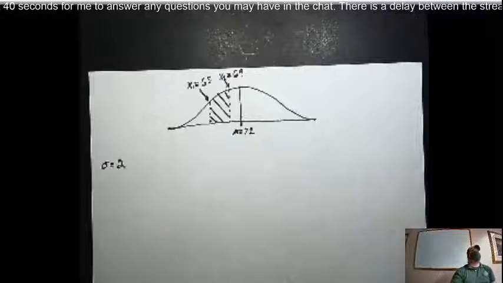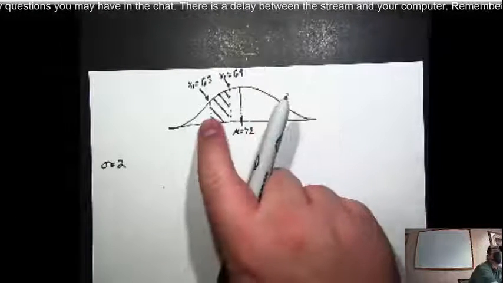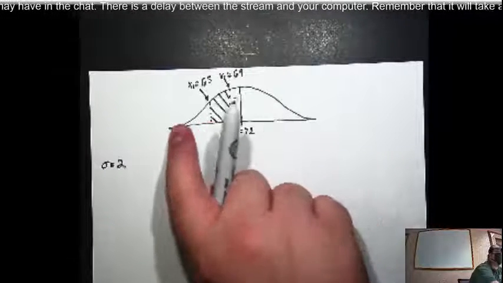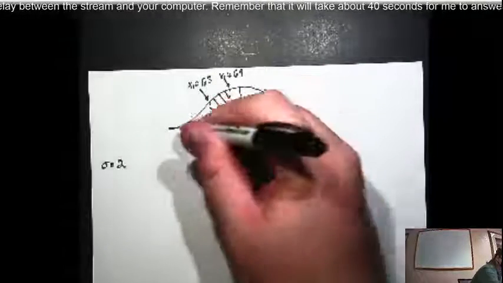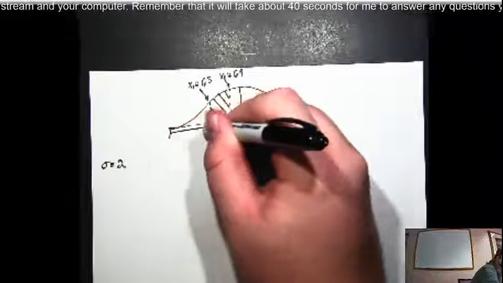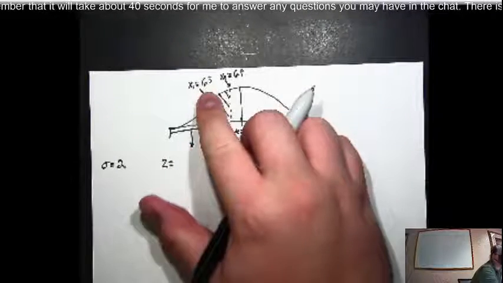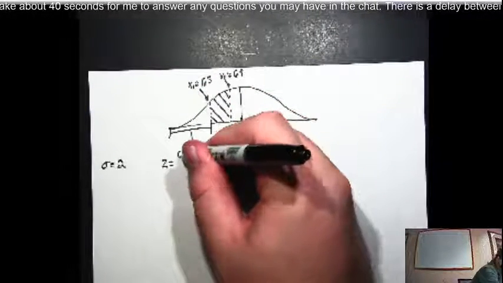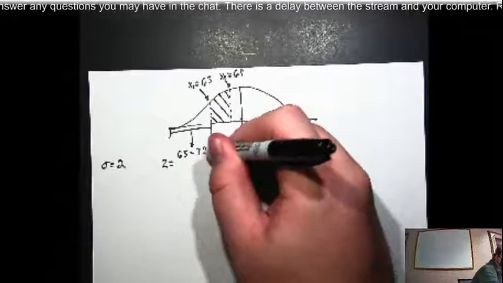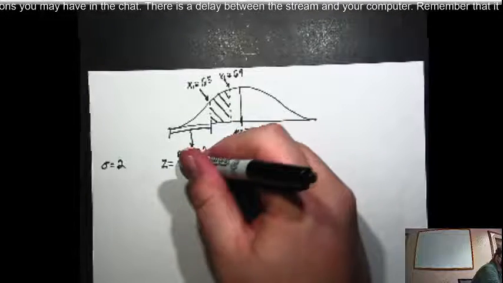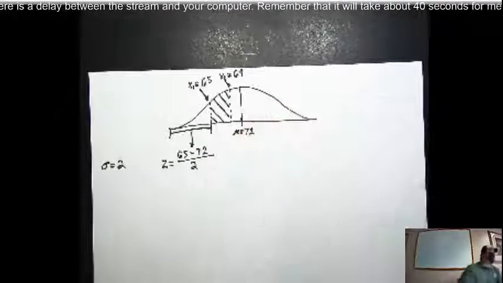Ready? All right, let's try it. So again, we want to get rid of this part and this part. So for this x value, we can just calculate what's below it and then subtract it. So this one, we're going to have z equals, let's see, our x is 65. Then minus the mean, 72, find that distance between them, and then divide it by the standard deviation 2 to fit it to the curve.